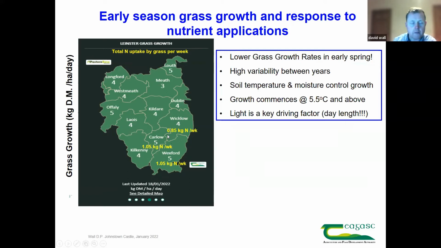Now, hopefully we get more mild weather and those growth rates begin to increase, heading for 7-8 kilos of dry matter per hectare per day. However, we must be conscious that there's a very low demand, and probably at those levels of grass growth, the soil itself can supply enough nitrogen to keep you ticking over.